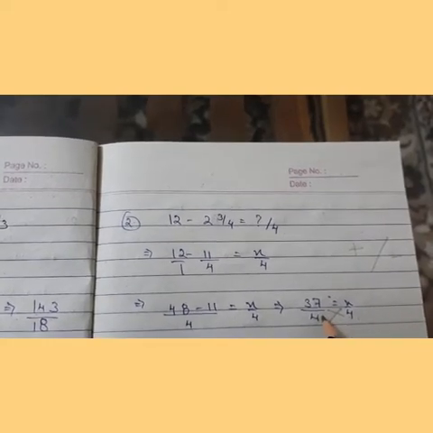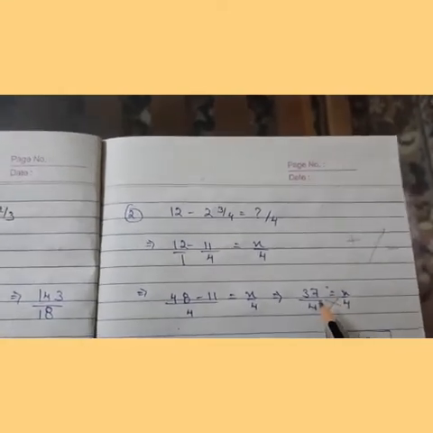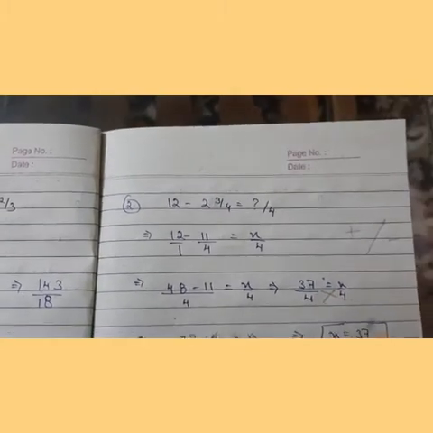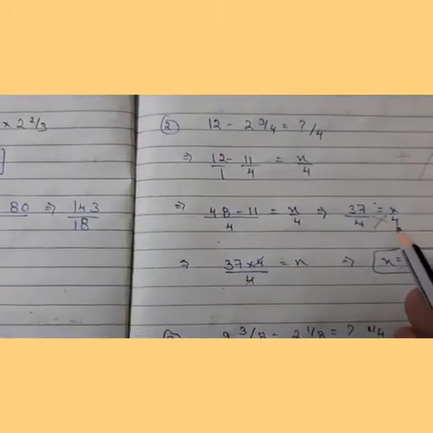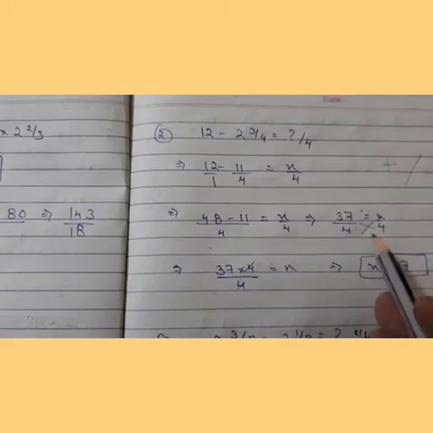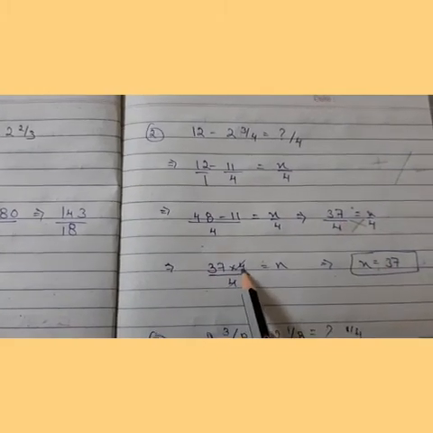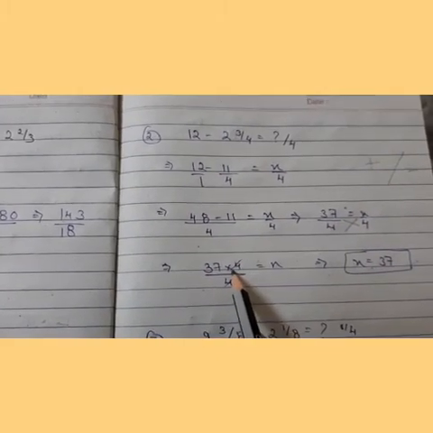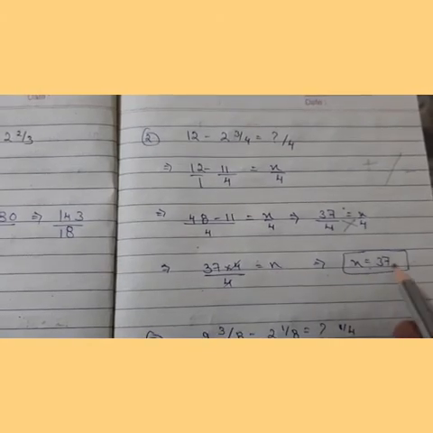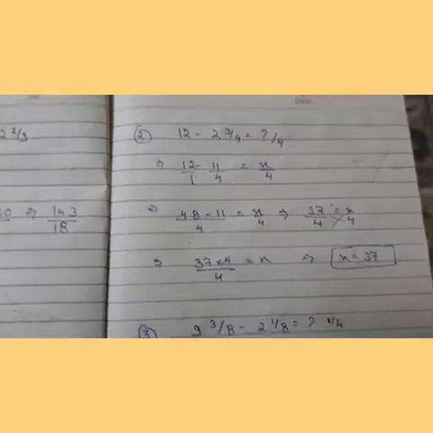4 and 4 will be cancelled. With what number will we be left? 37. This will be your answer. That means when you transfer this 4 here, from division it will go to multiplication. So 37 into 4 upon 4, 4 and 4 cancelled. That means we are left with what? 37. This will be your answer.